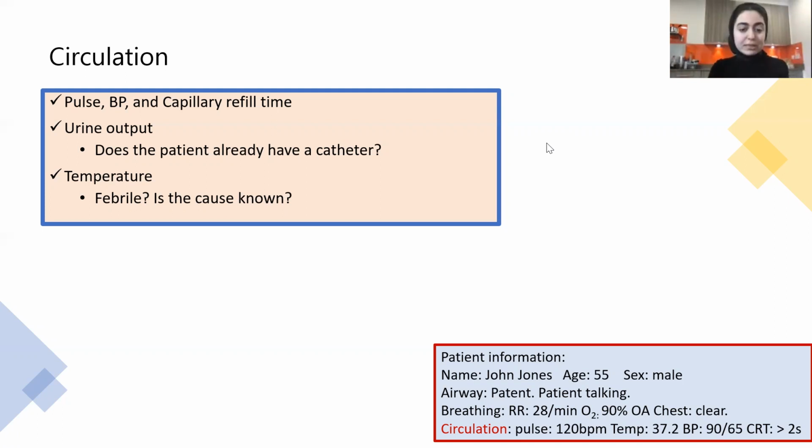So with our patient, he has a pulse of 120 beats per minute, temperature is 37.2, blood pressure is 90 systolic, and capillary refill time is more than 2 seconds. So we've assessed our patient and we've detected the abnormalities. Again, I'll give you a few seconds to think about how you would want to treat these abnormalities that you've detected in circulation.